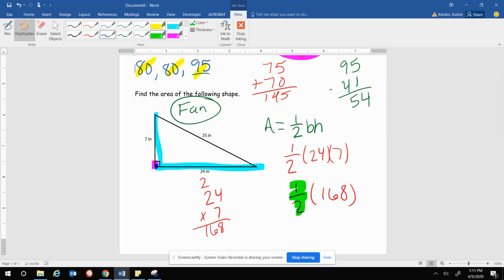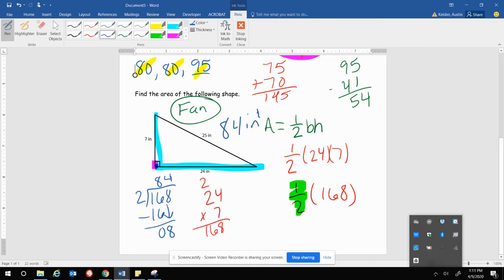So to take half, I'm just going to do 168 divided by 2. And 2 goes into 16 8 times. And then I bring down my 8, and 2 goes into 8 4 times. So my answer is 84 inches squared. Sorry, my pen's messing up a little bit. 84 inches squared is my final answer there for that.